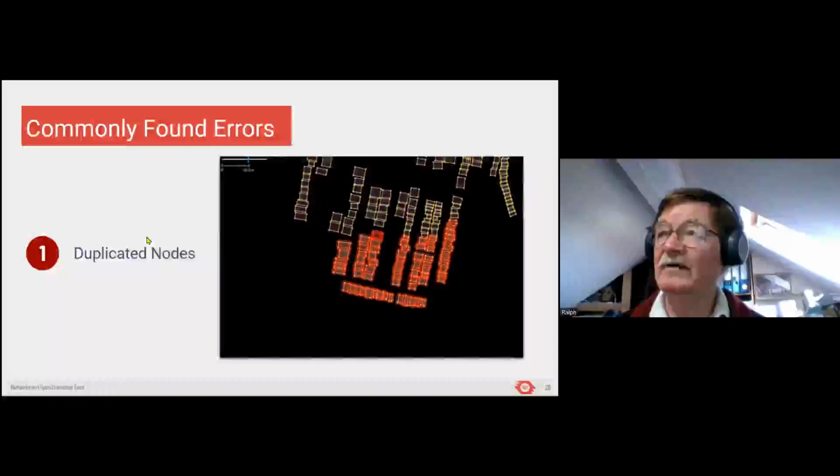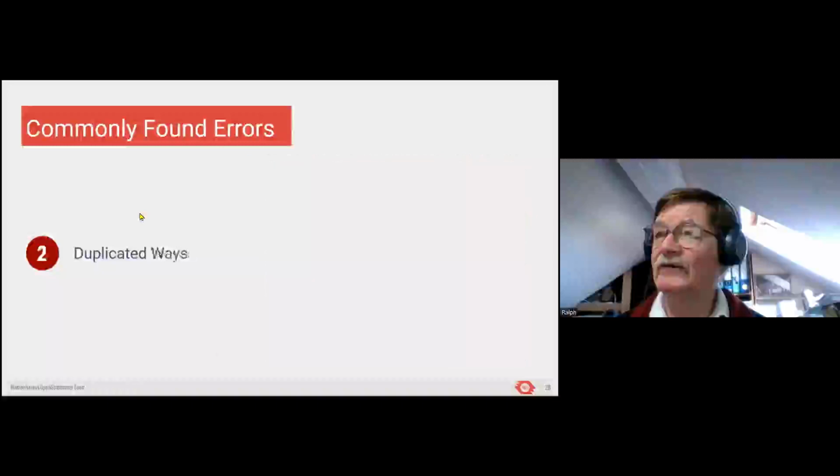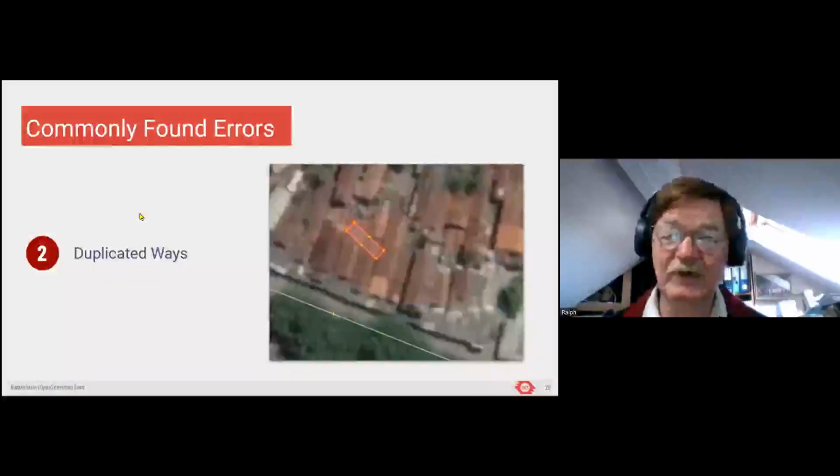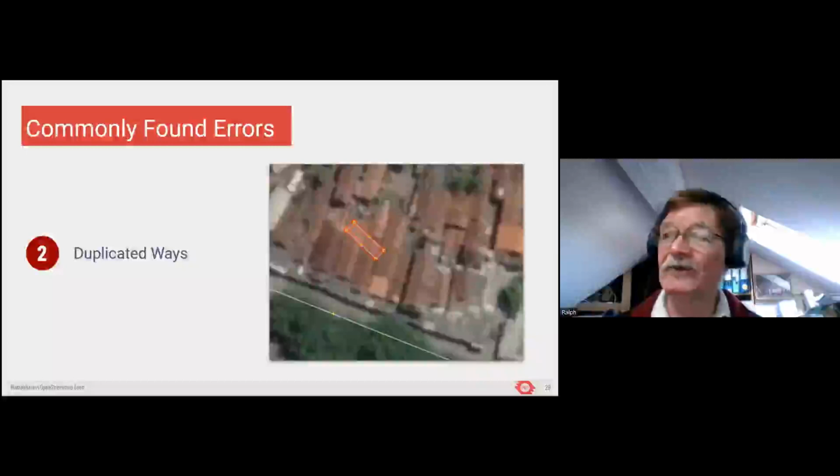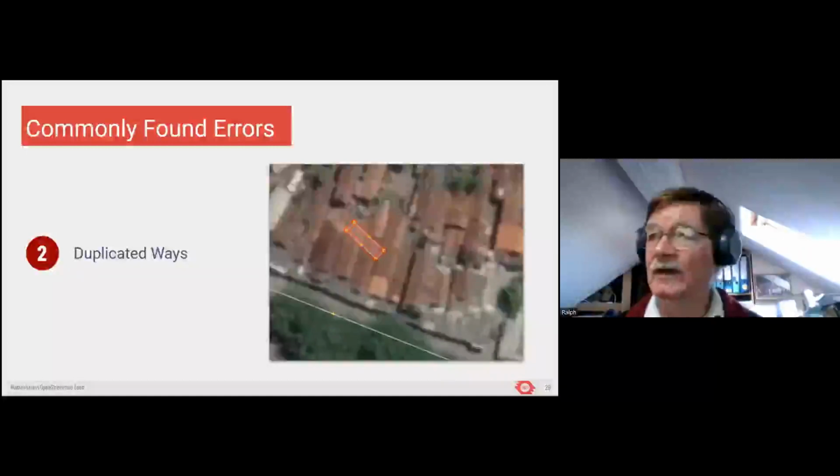Right, commonly found errors are duplicate nodes. So, buildings that share nodes, or share a node with a road, or share a node with another feature. Duplicated ways, that's a building on top of a building. If you see that, remember that it's difficult to understand quite what that is. So what you need to do is select the outline and just move it out of the way. You will see that there are two buildings. If it's two buildings on top of each other, you select one to delete.